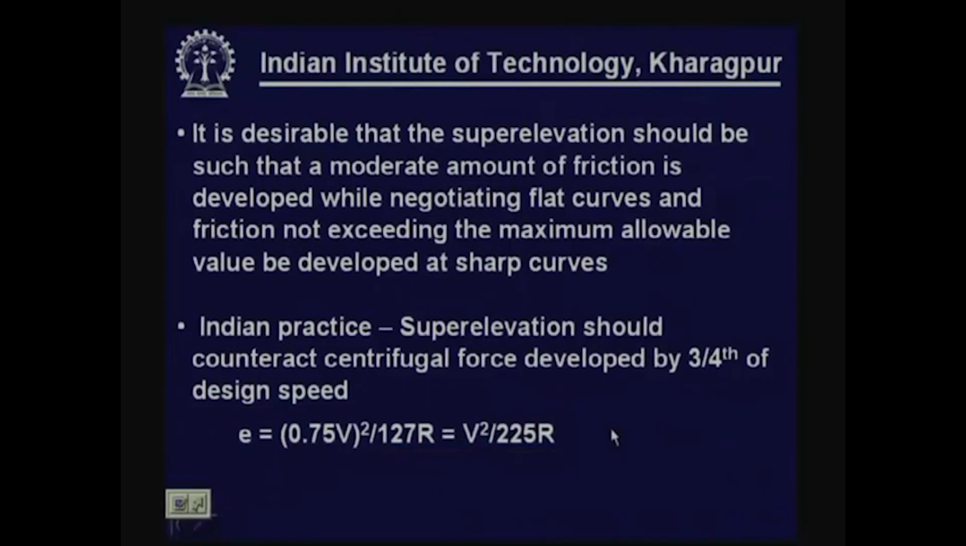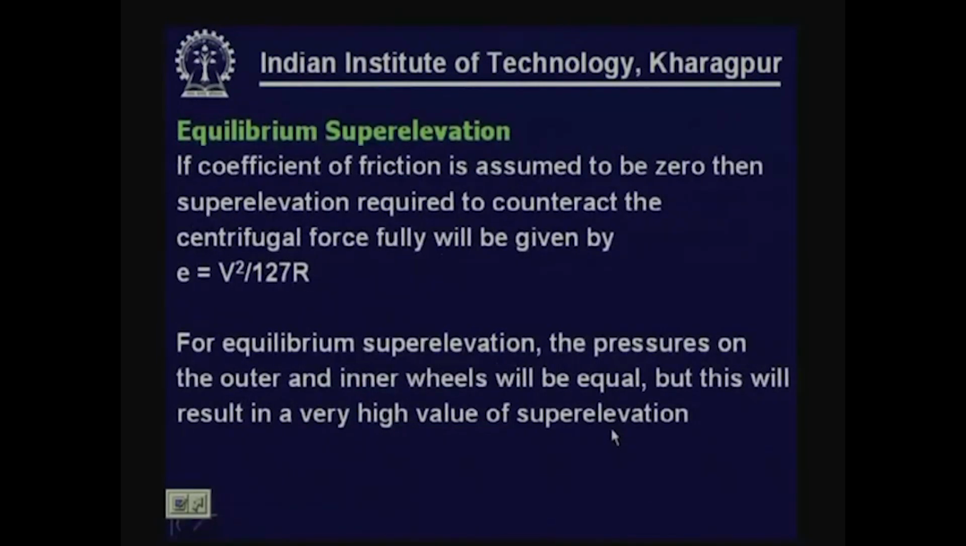Now, we shall come back to this part again. Let us try to understand the concept of equilibrium super elevation. If we neglect the coefficient of friction, that means, if the coefficient of friction is assumed to be 0, then whatever super elevation is required to counteract the centrifugal force fully can be expressed as V square by 127 R, because in that case f is assumed as 0.